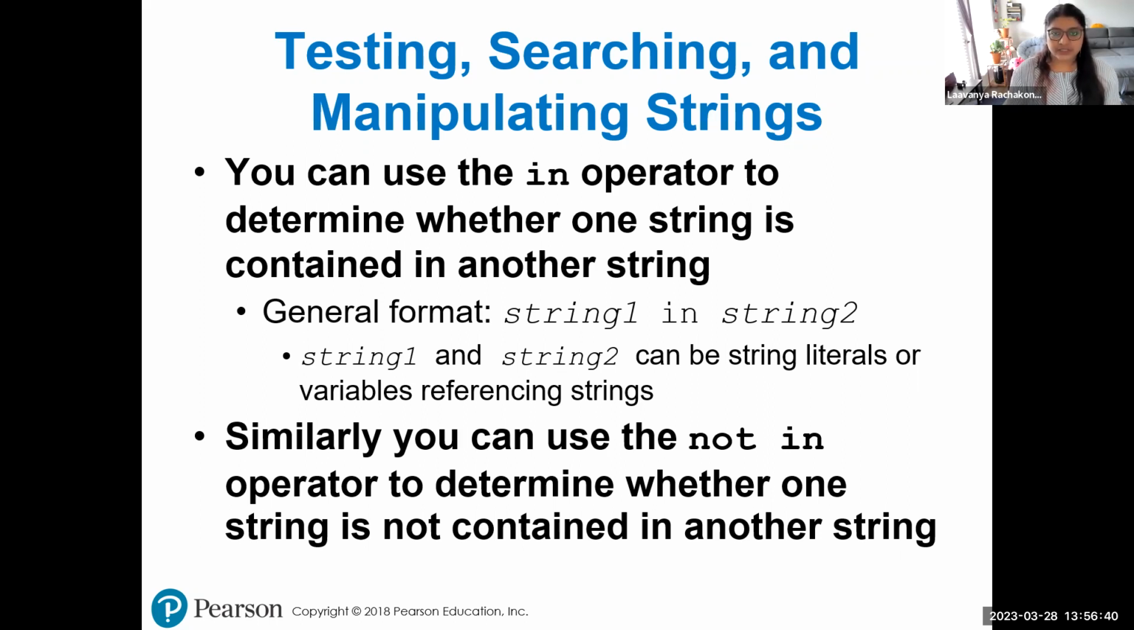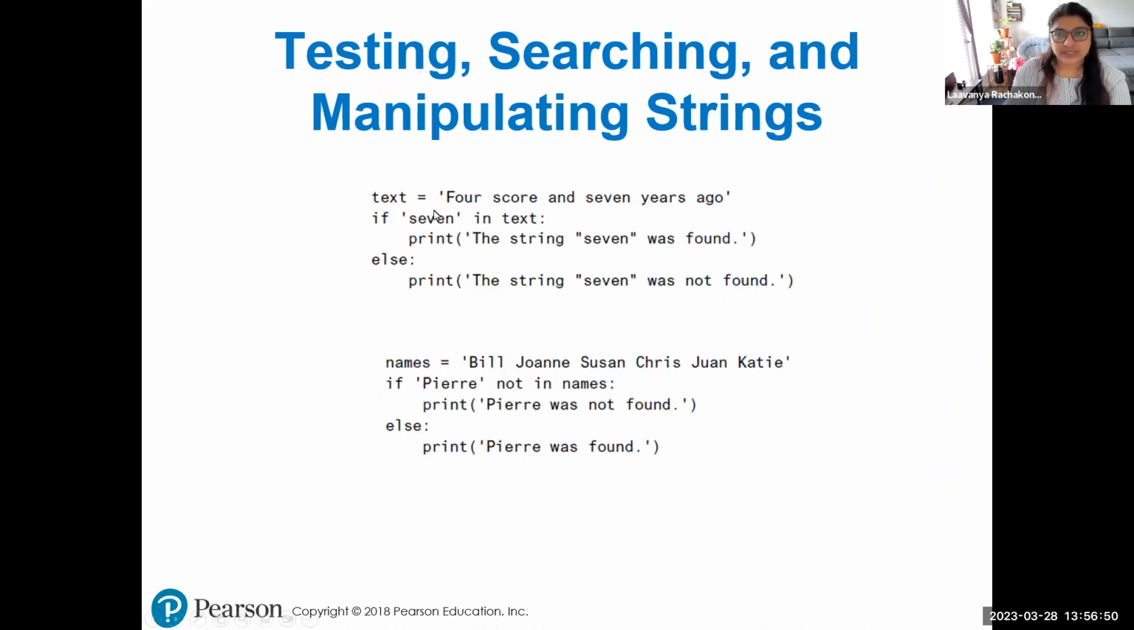Similar to in, you can also use the not in operator to determine if a particular word is in your text or not. Let's see an example. Here you have the text "4 score and 7 years ago". You are trying to search if 7 is in your text or not. So you could directly search: if 7 in text, print "7 is found", else print "it is not found".